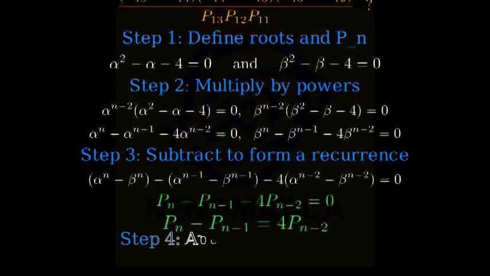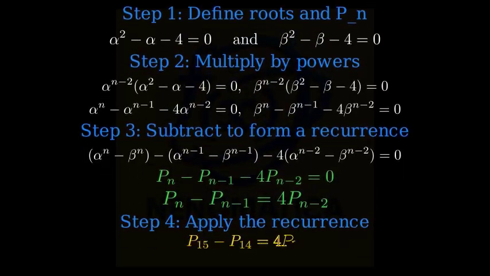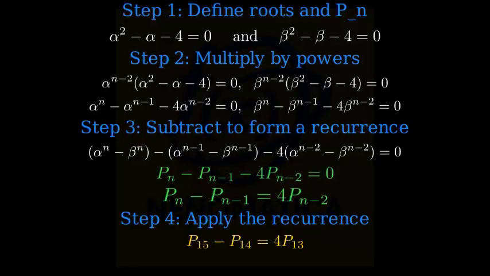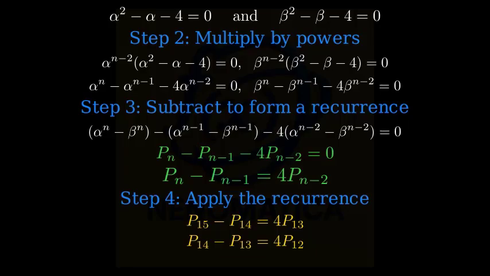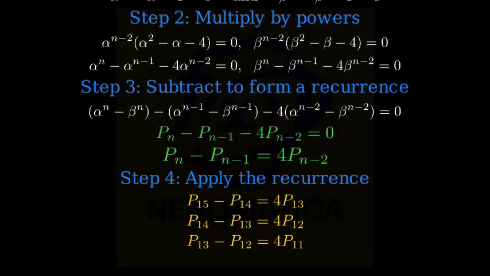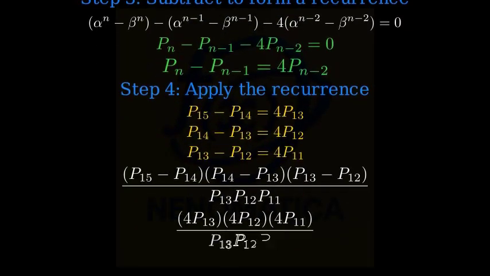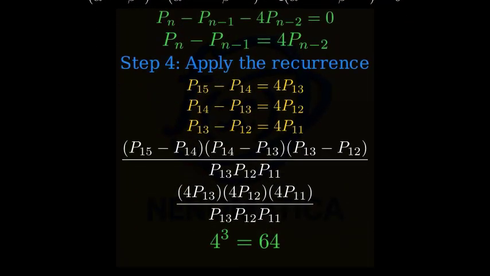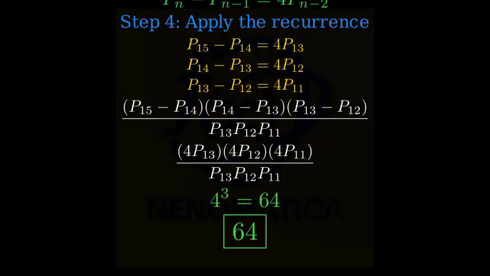Step 4. Apply the recurrence 3 times to the numerator. P sub 15 minus p sub 14 equals 4p sub 13. P sub 14 minus p sub 13 equals 4p sub 12. P sub 13 minus p sub 12 equals 4p sub 11. Multiply these three results and divide by p sub 13, p sub 12, and p sub 11. All three factors cancel, leaving 4 cubed. Therefore, the value of the expression is 64.